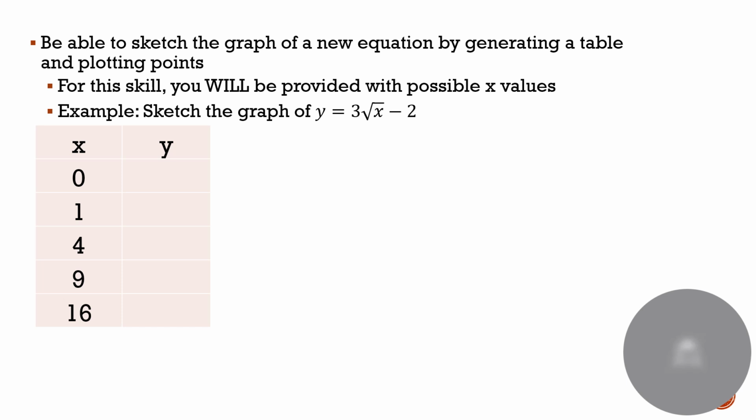So we can kind of do this in our heads maybe. So if x is equal to 0, the square root of 0 is 0. 3 times 0 is 0, and 0 minus 2 is negative 2. Next one, x is equal to 1. The square root of 1 is 1. 3 times 1 is 3, and 3 minus 2 is 1. Next one, x is equal to 4. The square root of 4 is 2. 3 times 2 is 6, and 6 minus 2 is 4.